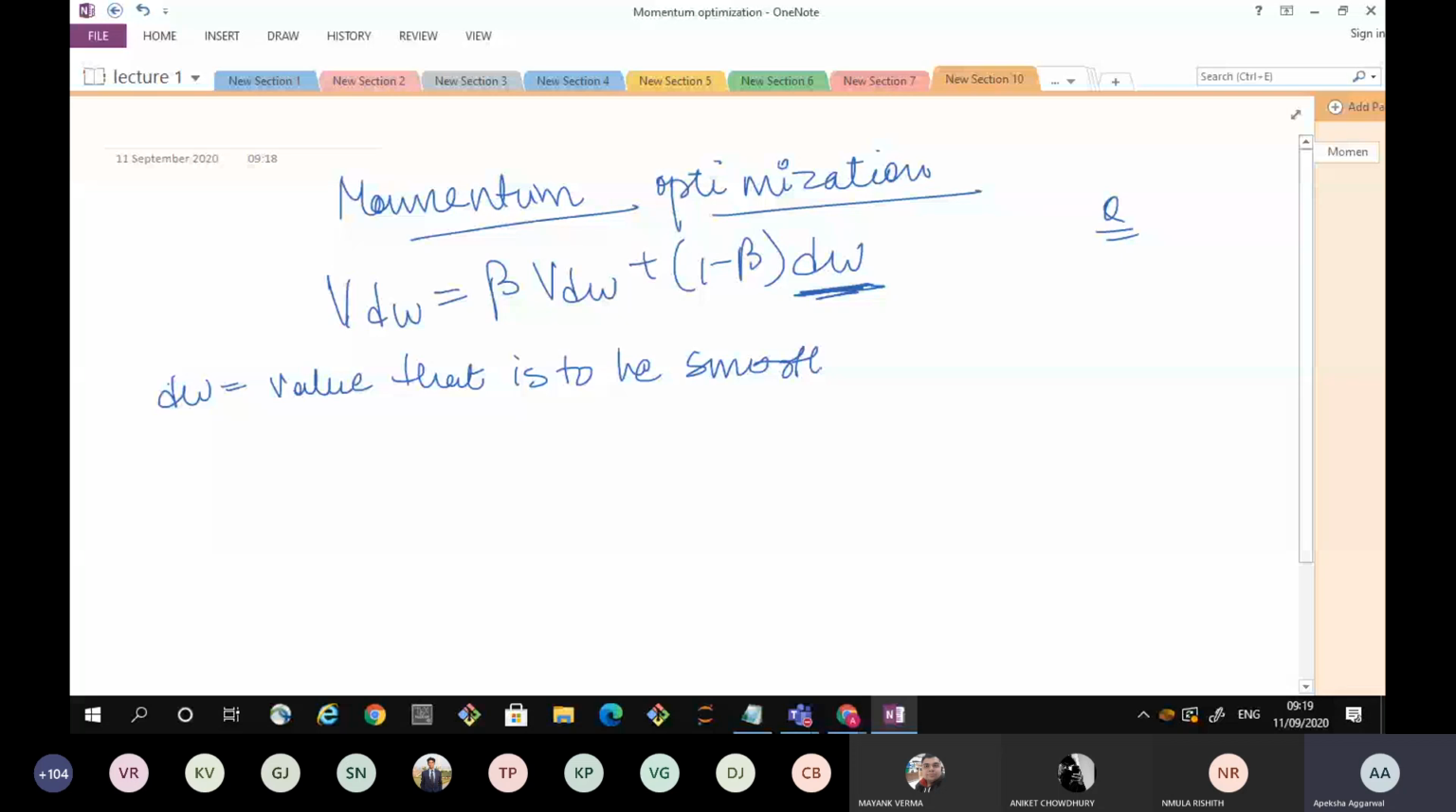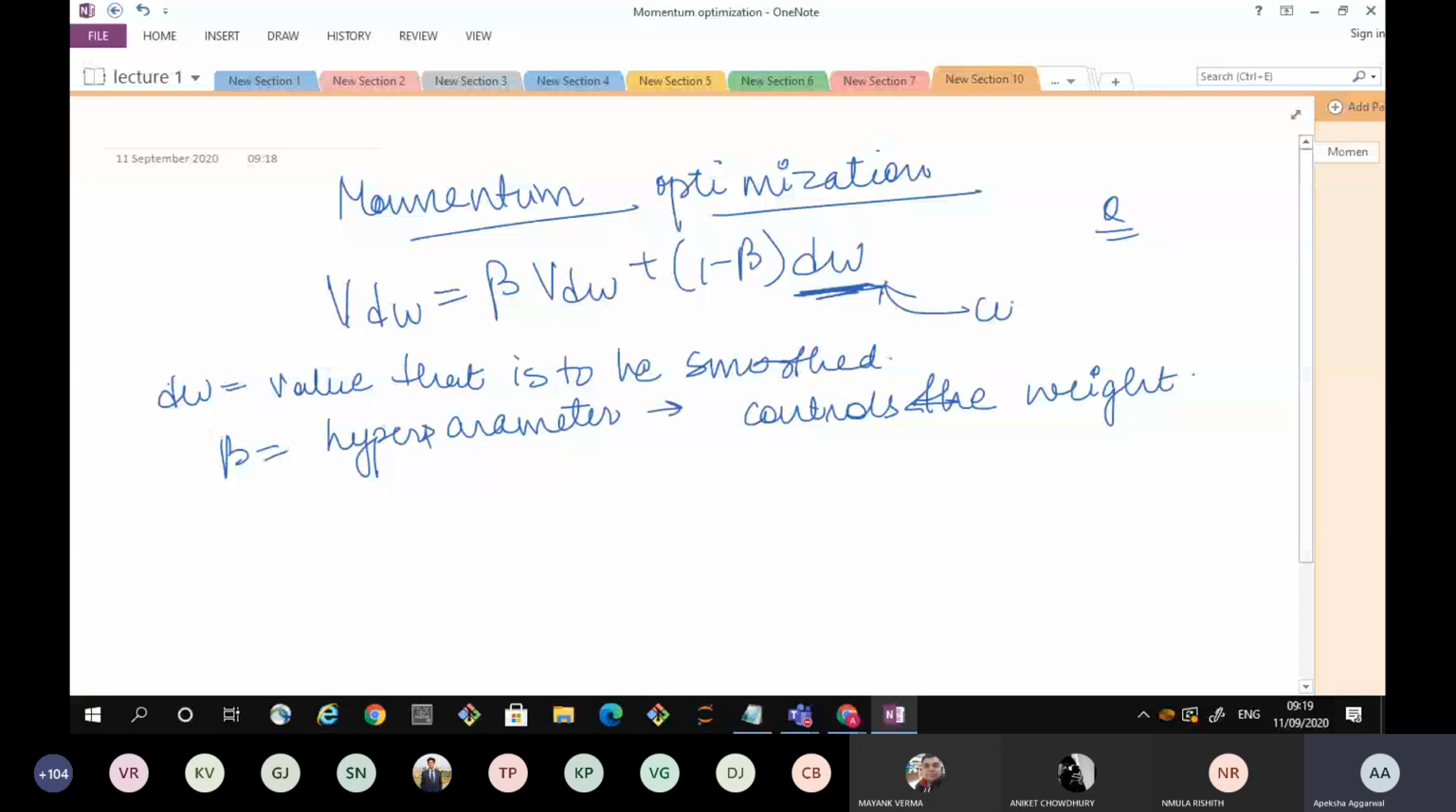And beta is the hyperparameter which basically controls the weights, how much I want to take as input the current value. This is the current value of the function dW that I want to smooth. Current value of function that I want to smooth. And beta is the hyperparameter. VdW is a new value that is dependent on previous value.